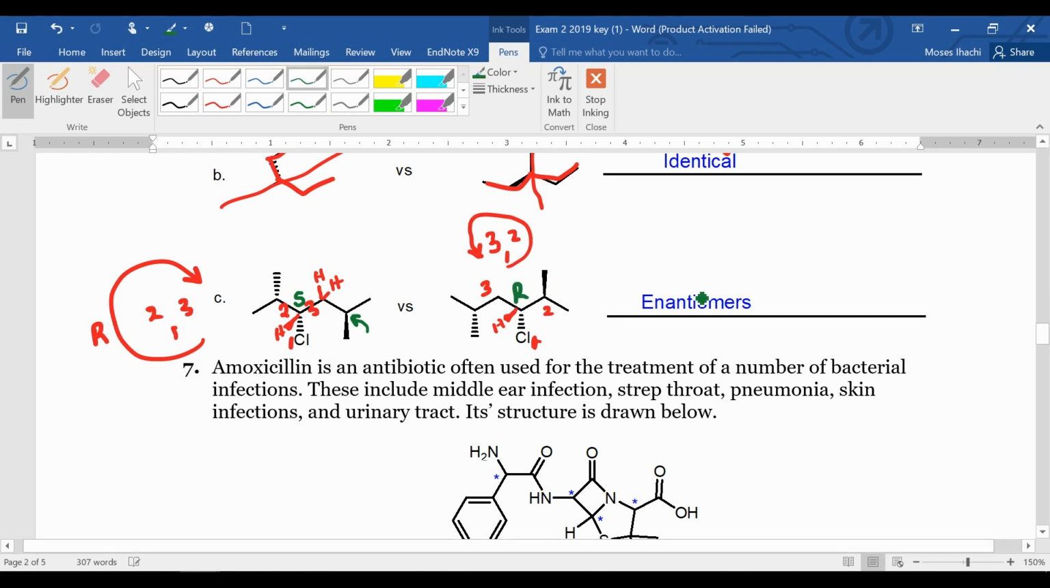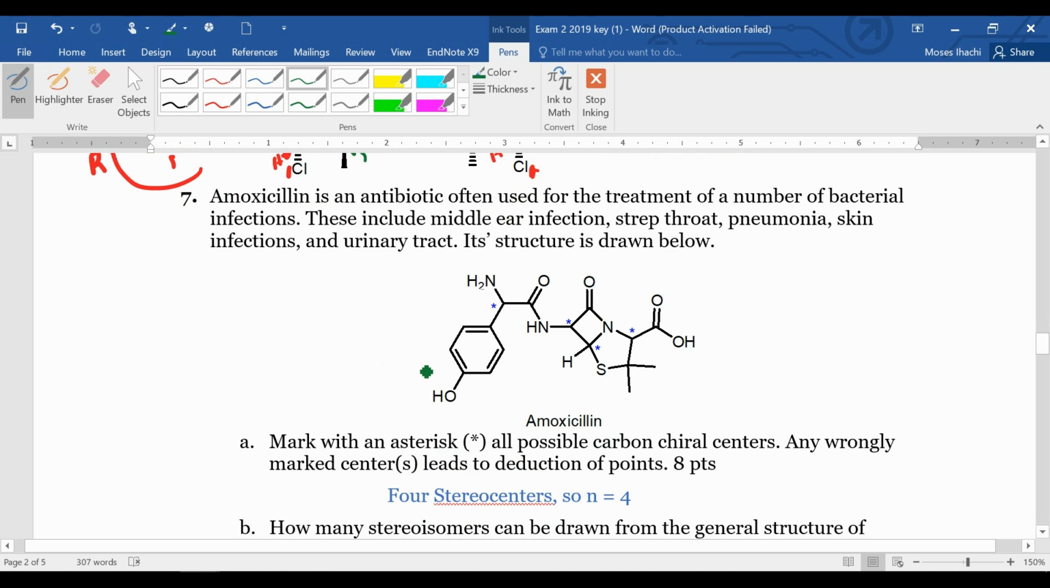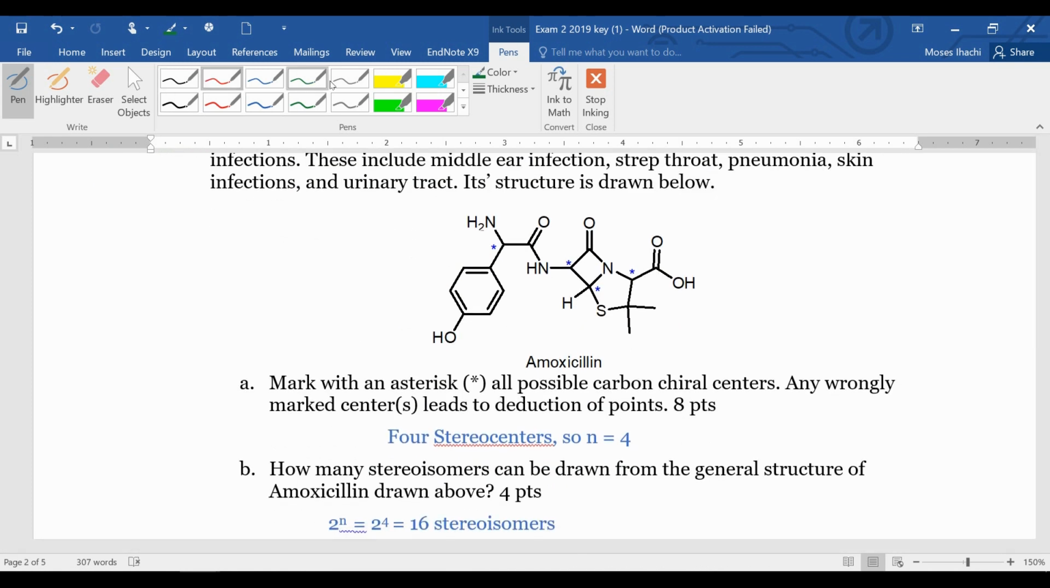So that's why the answer is enantiomers. The chirality is switched. I don't have internal planar symmetry. There's no center of inversion and all that. Okay, practice. Just practice, practice, practice. You guys, practice. Make time and practice.